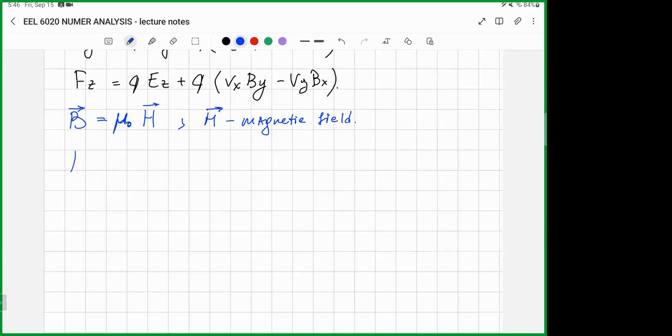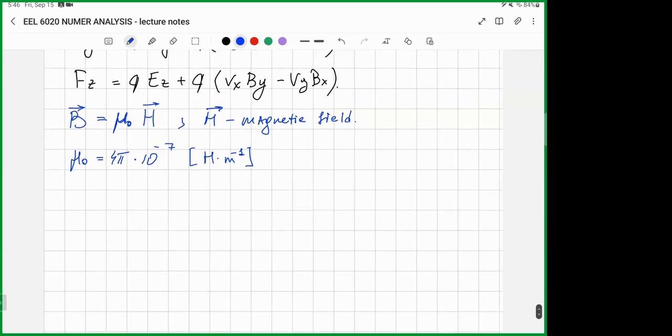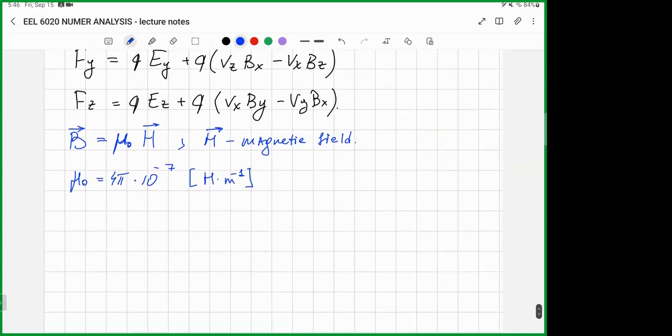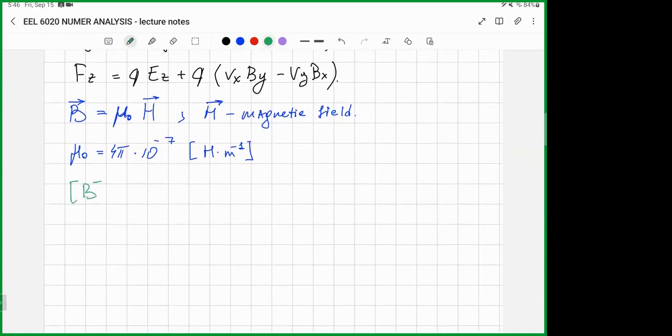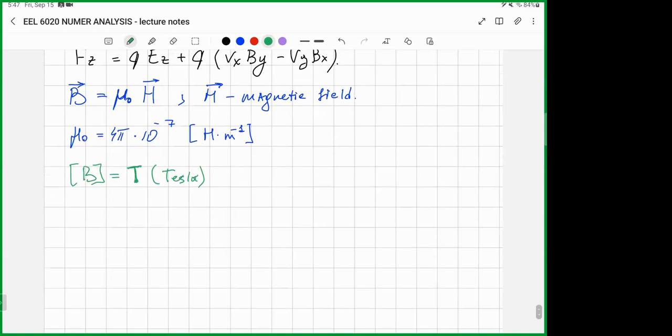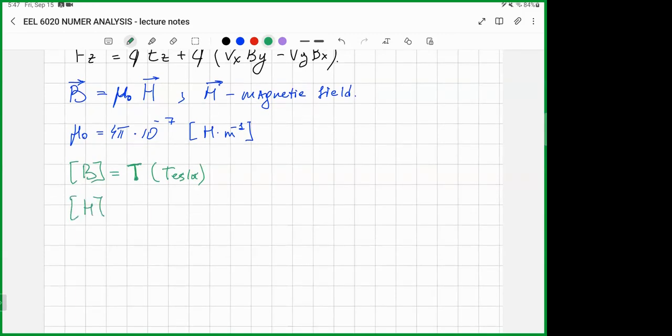All right, so next, this mu zero is equal to 4 pi times 10 to the power of minus 7, and the dimension is Newton per meter. And finally, the dimension of the B field is Tesla, denoted by T, named after, you know, the electric cars. And the dimension of the H field is ampere per meter.